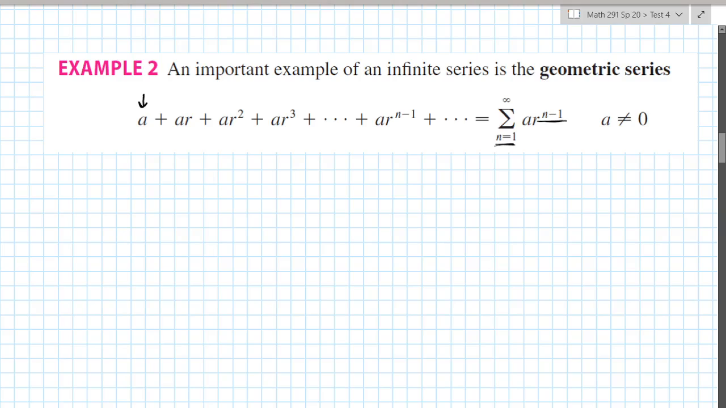So the nth partial sum is going to be a plus ar plus ar squared plus dot dot dot plus ar to the n minus 1. And what we're going to do is multiply both sides of this equation by r.